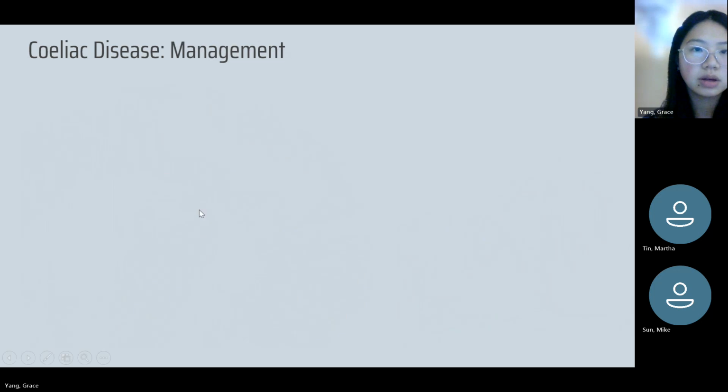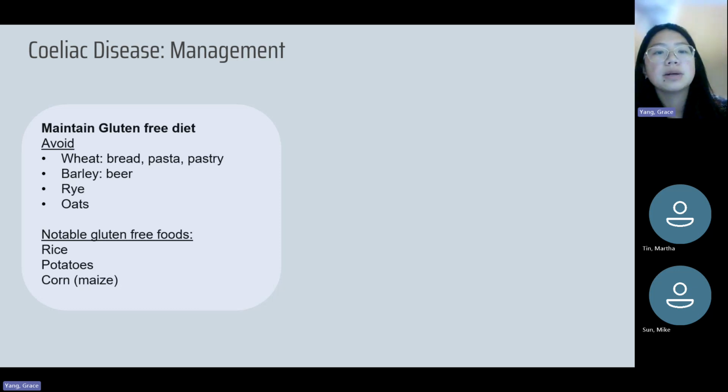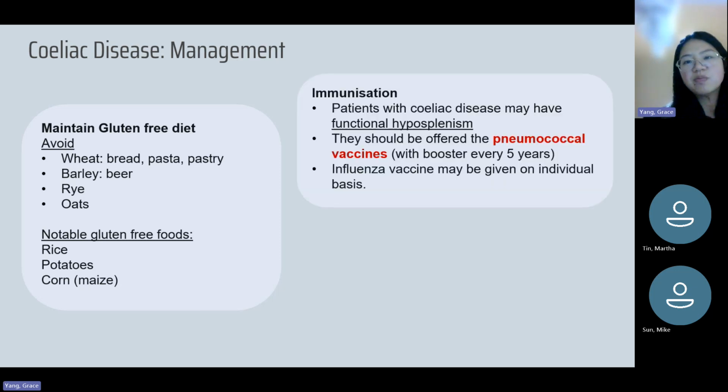Okay. So how will we manage it? You tell them to stop eating anything with gluten in it. So wheat, anything bread, pasta, pastry. There will be obviously a lot of gluten-free options nowadays. Rye, oats, but they can replace these carbs with rice, potatoes, and corn.